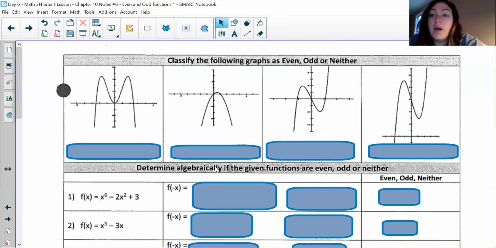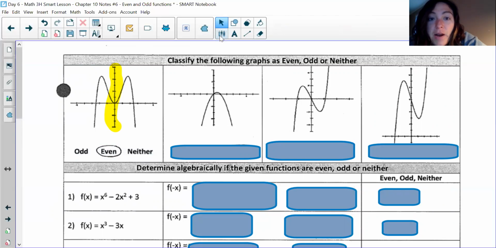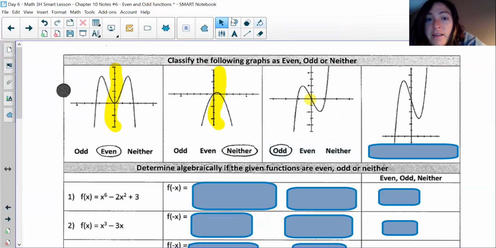All right, so let's take a look at these graphs and let's classify them based on their graph. So this graph here appears to have symmetry about the y-axis. So that means that it is even. This graph here appears to have symmetry about this line here, so not quite the y-axis, so that's neither. This graph appears to have symmetry about the origin, so odd, and this graph appears to have symmetry about this point right there, so that's going to be neither.